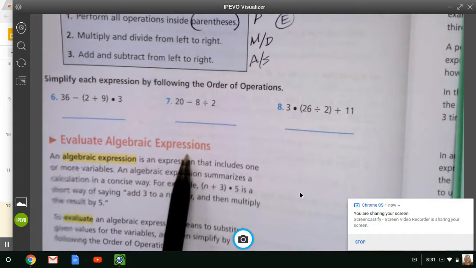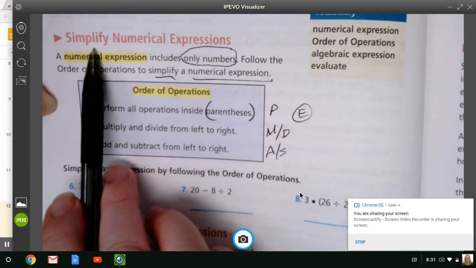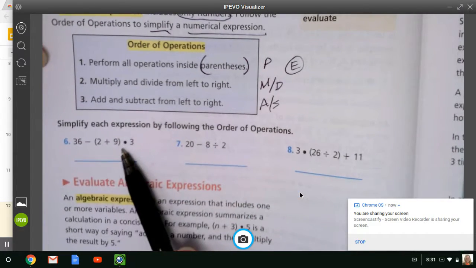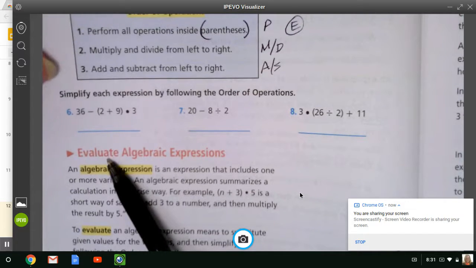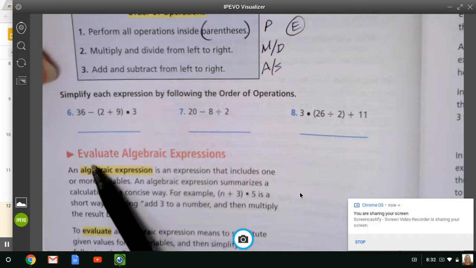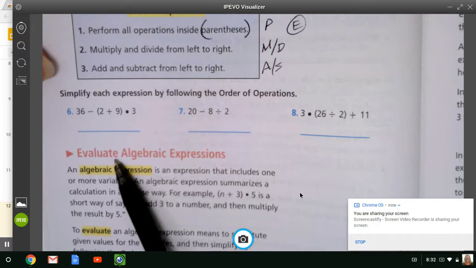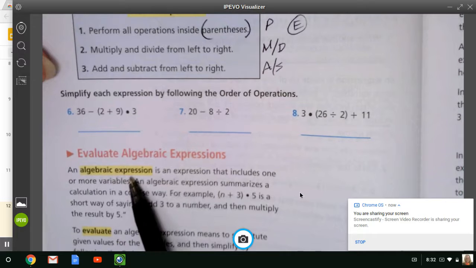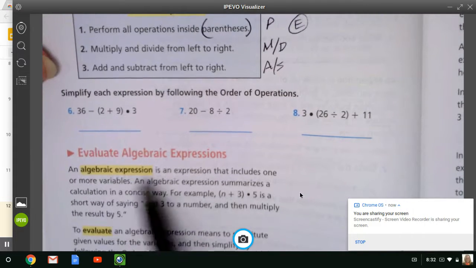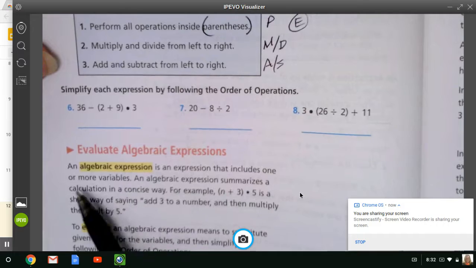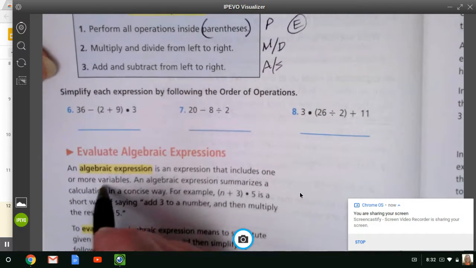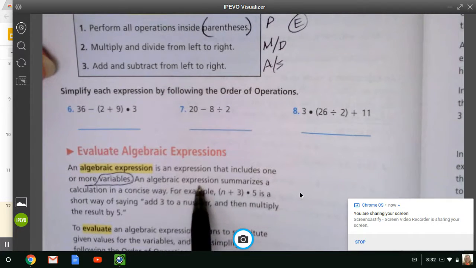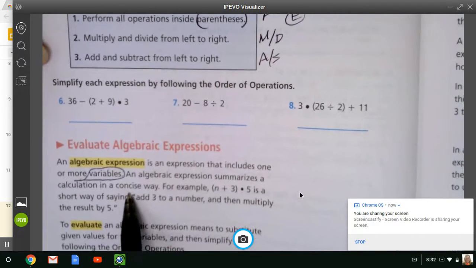Evaluate algebraic expressions. So now instead of saying simplify numerical expressions, which is what we would do here, these all just involve numbers. Now, instead of calling it simplify, the proper terminology is evaluate. So that must mean check to see if something's true. So an algebraic expression, that's just an adjective for algebra, is an expression that includes one or more variables. So this time, you're going to involve some variables. An algebraic expression summarizes a calculation in a concise way.